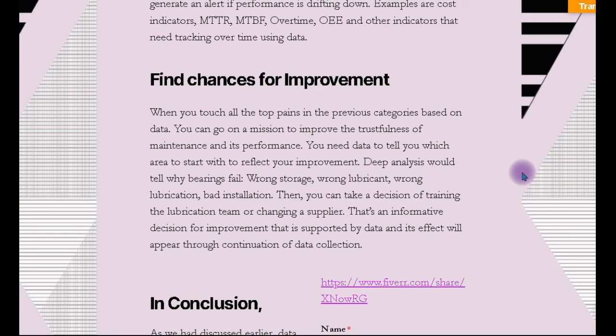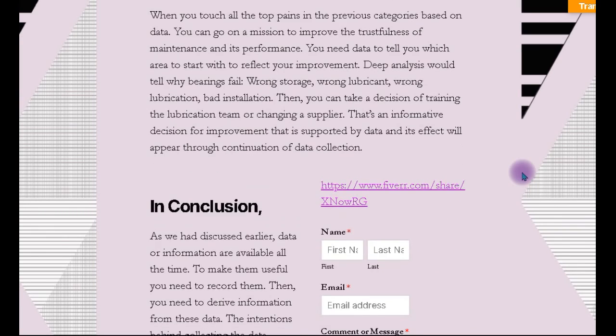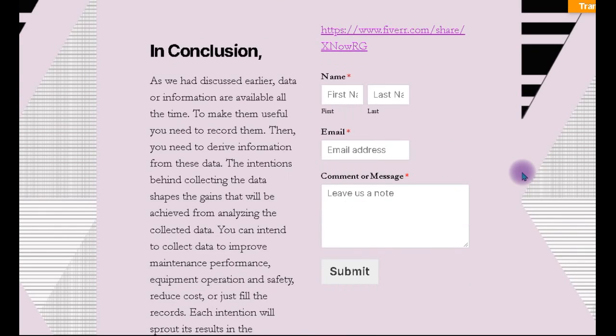Then when you get a repeated failure, even a small one for repairing or something like that, you will be able to detect that it's wrong storage, wrong lubrication, or wrong installation. And then you will find, for example, that you need to improve your team or upgrade your team with some sort of maintenance training and so on. So I hope that you have seen some insights of data collection and transferring information into data.